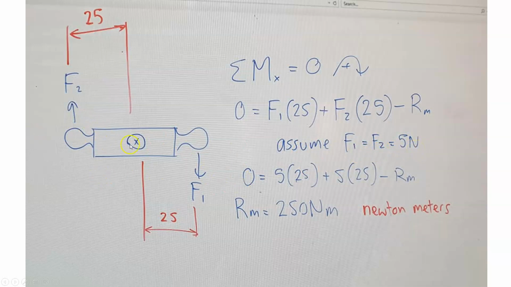And we've said that the distance, this is a reasonable tap, is 25 millimeters from this point X. I've labeled the center of the tap as X. So what we have is 25 times 5 plus 25 times 5 equals the reaction, and in this case the reaction force will be a moment. So we get, that should have actually been in Newton millimeters.